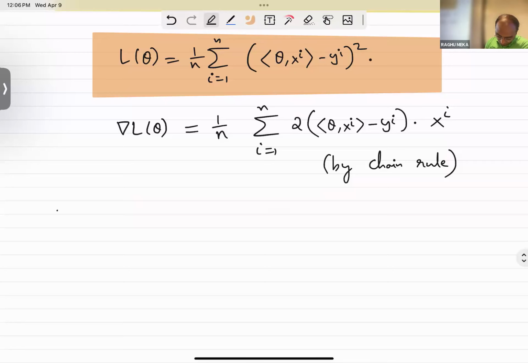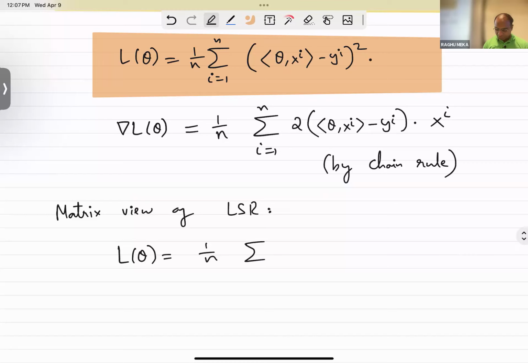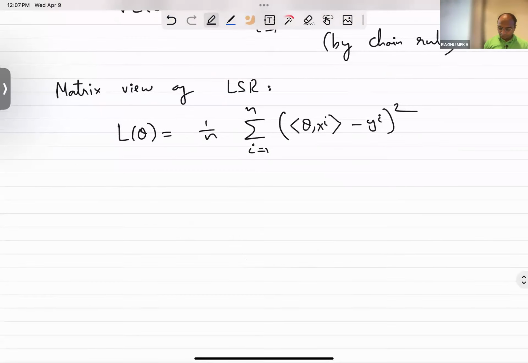And we can also have a matrix view of least squares regression. This is quite useful when you're actually going to implement it. You think of your data set itself as a matrix, and then your gradient computation and everything becomes much faster. For example, first going back to the loss function, I can think of it as this, which is the squared norm of a vector, which is going to be the following.